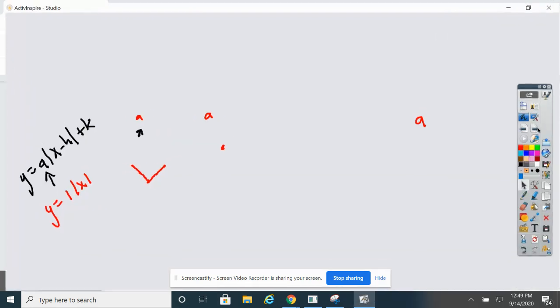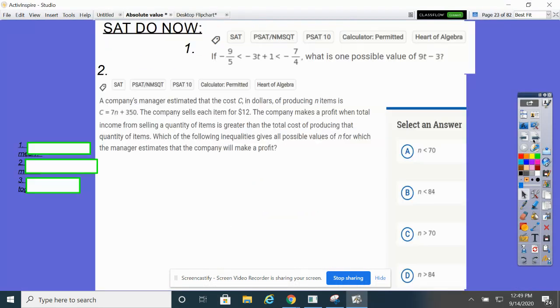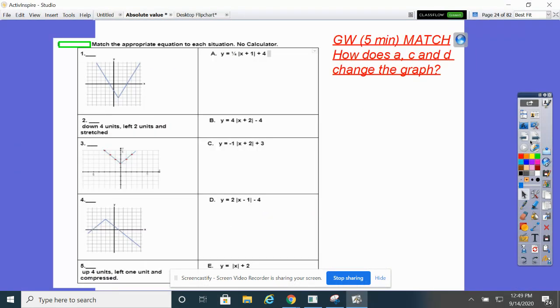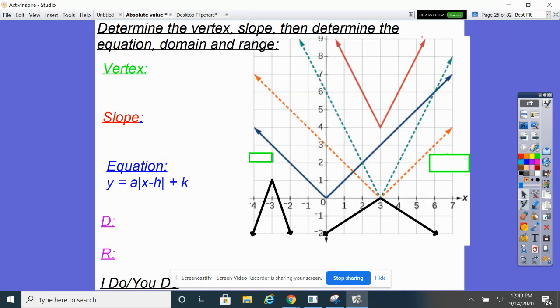All right, let's go look at how the A, H, and K can help us write the equation. I've got a bunch of V's here. Oh my goodness, look at them all. Let's first identify the vertex. I want you to know that the vertex is H and K, and the slope, that is your A value. Now the equation is, oh, there it is, I already wrote it. Y equals A absolute value of x minus H plus K.